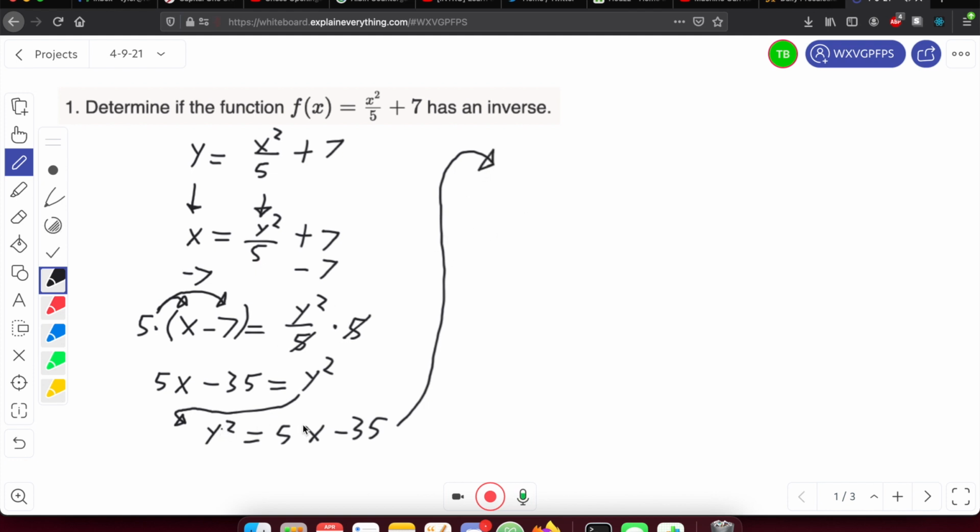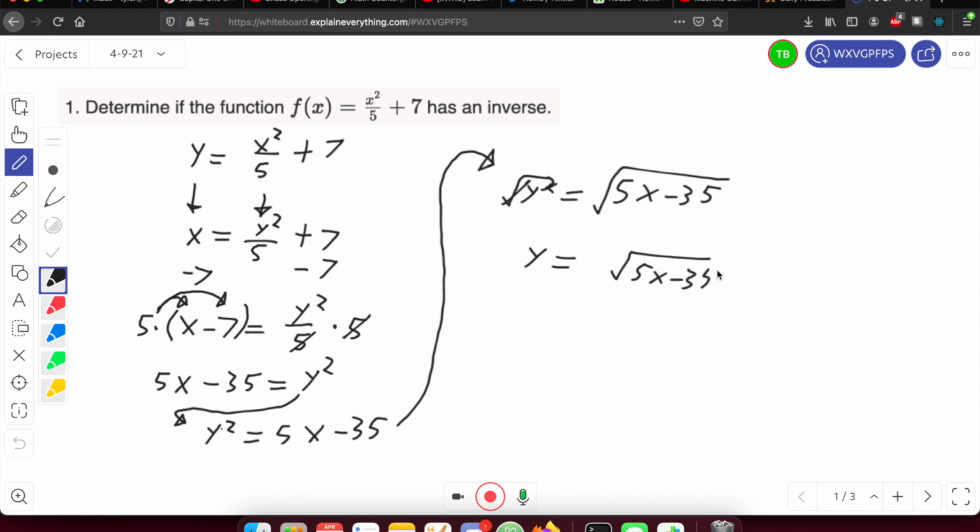And we're going to take the square root of both sides. So just to show you. That's a weird 5, I'm just going to fix that. Take the square root of both sides, right? The square and the square root will cancel, and we're left with y is equal to the square root of 5x minus 35. Now, the problem here is that we can have a positive or negative for the square root here, right? We don't know whether this is going to be positive or negative.